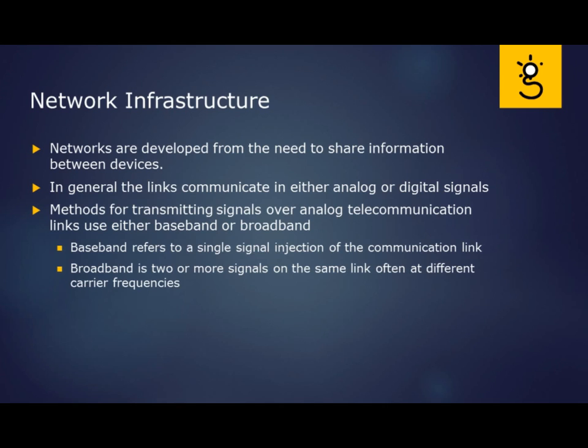So in general, these networks are basically links that communicate in either analog or digital signals. They are methods we have for transmitting signals over analog telecommunication links, or at least there are some that we can use, that are using either baseband or broadband. Now, baseband is a term that refers to a single signal being injected on the communications link, whereas broadband is two or more signals on the same link, often at different carrier frequencies.